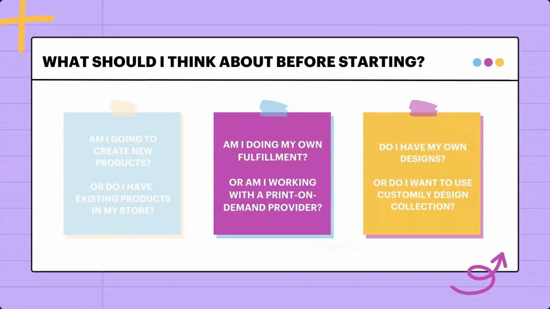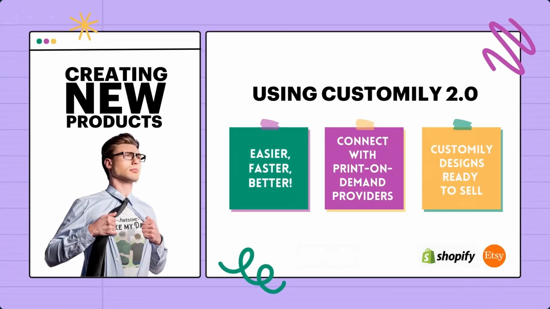Now, if you will be creating new products, more questions will pop up. For example, am I doing my own fulfillment, for example, with my own workshop or a local company? Or am I fulfilling with a known print-on-demand supplier? And then, do I have my own designs that will be personalized? Or will I be using pre-made designs from Customily? These two questions will be the entry point to use what we call Customily 2.0.